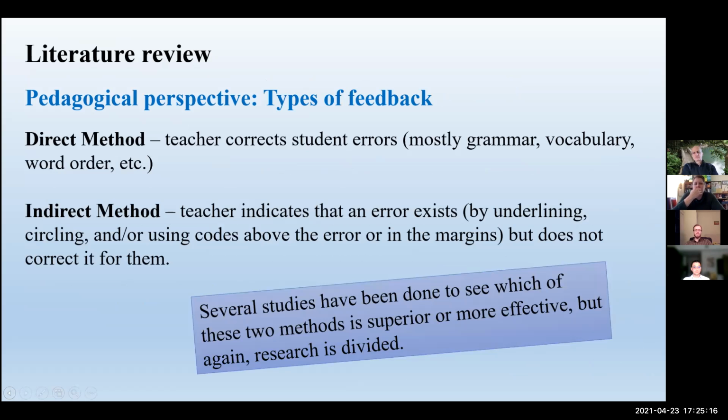In Truscott's theory, written feedback can be categorized as direct methods and indirect methods. So direct methods is actually correcting students' errors, and the indirect method is the indication by teachers of the presence of an error by symbols such as underlining, circling, or using error code.